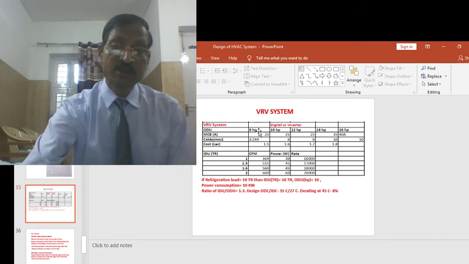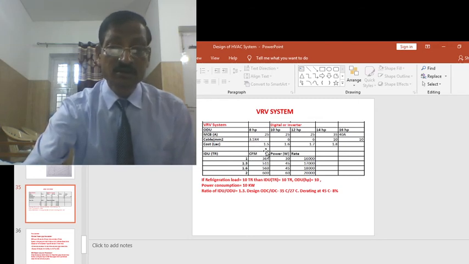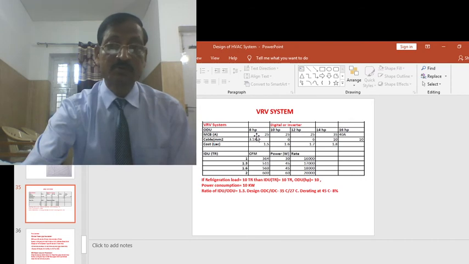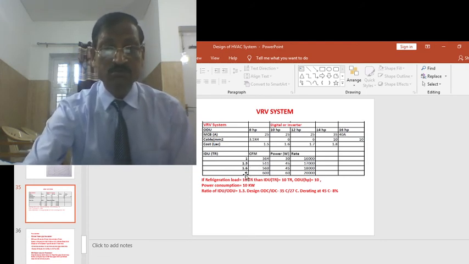They are available in 8 HP, 10 HP, 12 HP, 14 HP, and 16 HP. This is the MCB rating for different units, size of the cable, and cost in lakhs. For example, for 8 HP, it is tentatively 1.5 lakhs. For 10 HP, 1.6, likewise. And there are the indoor units, 1.5, 1.6 and 2 ton. This is the CFM of the indoor units, power consumption and tentative rate.